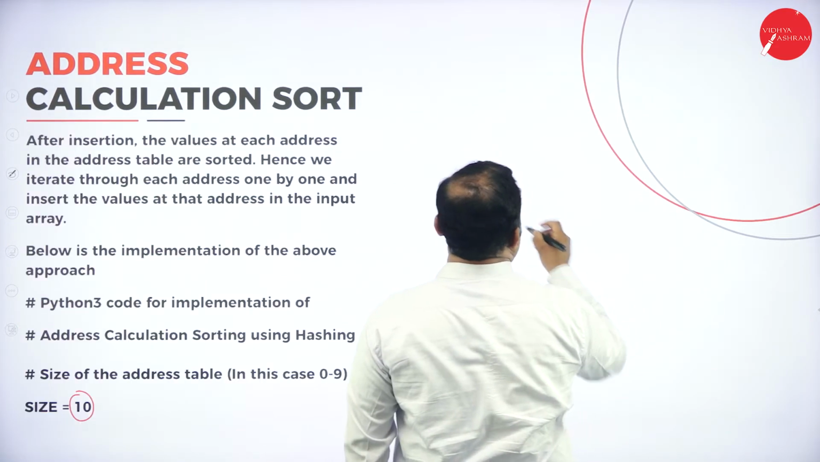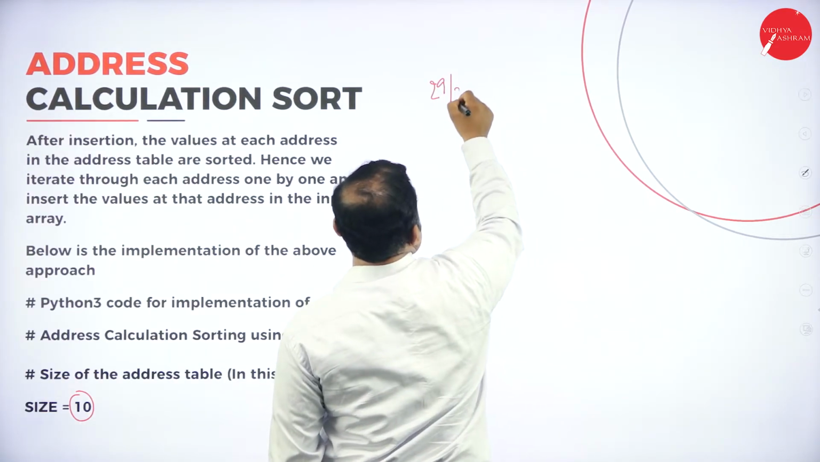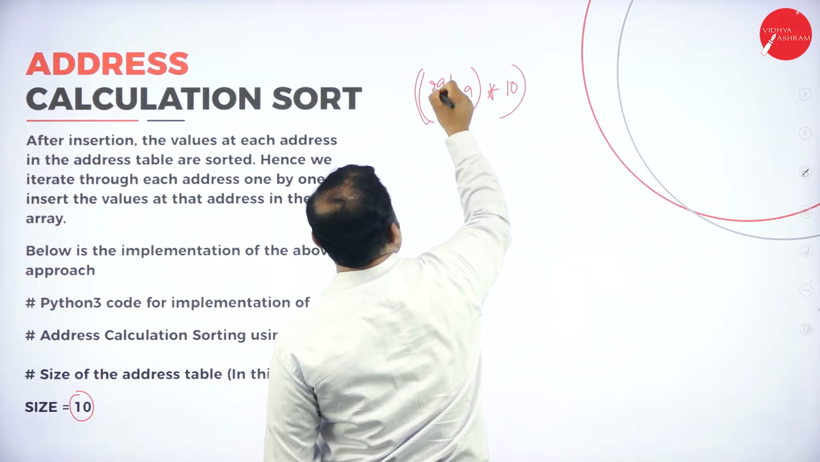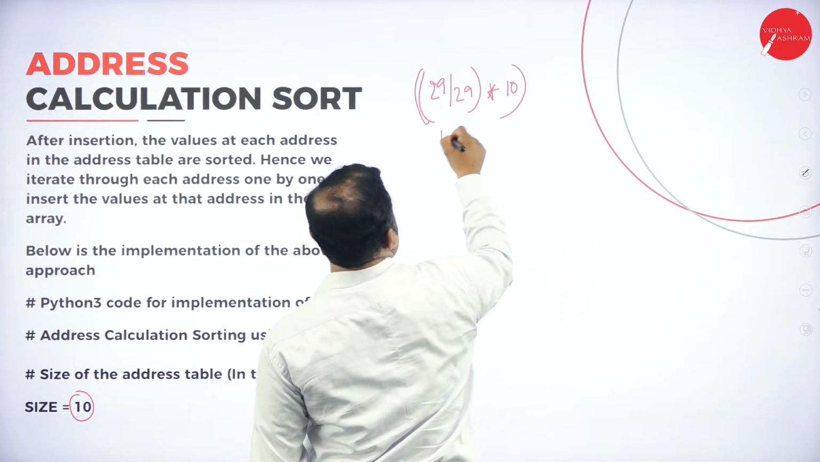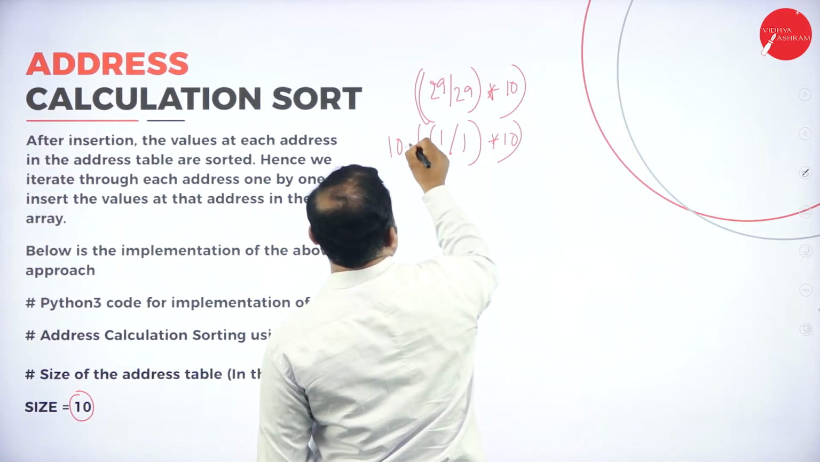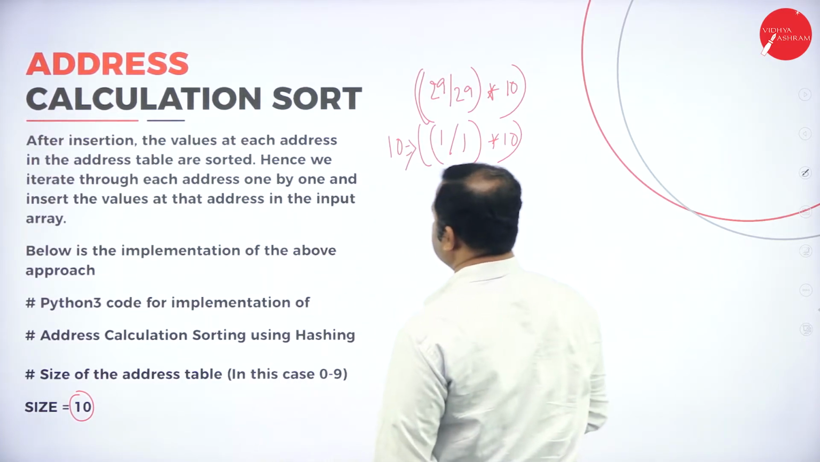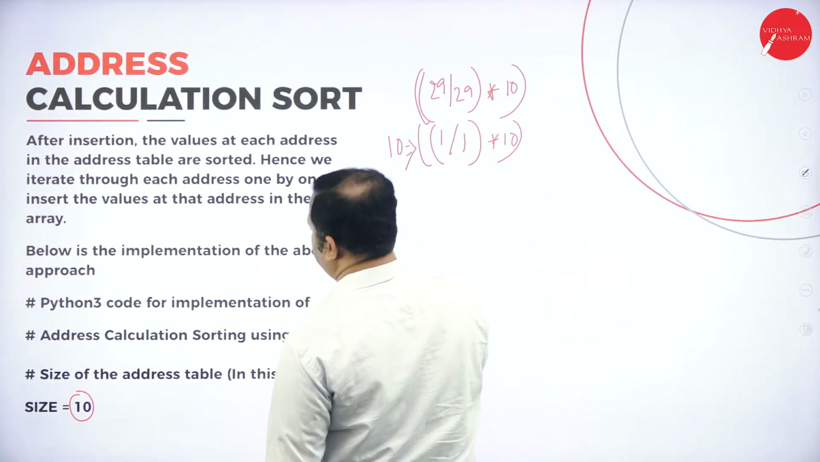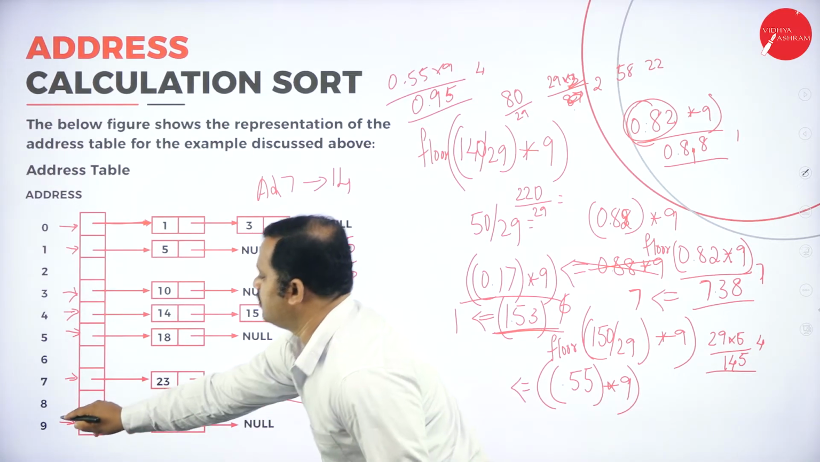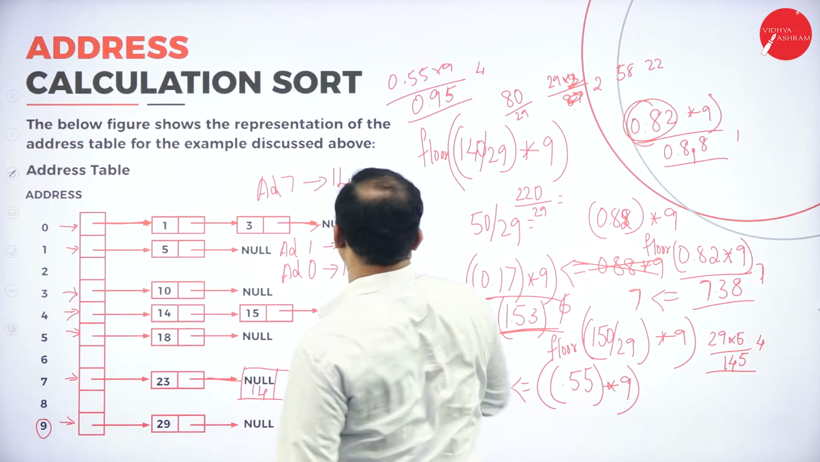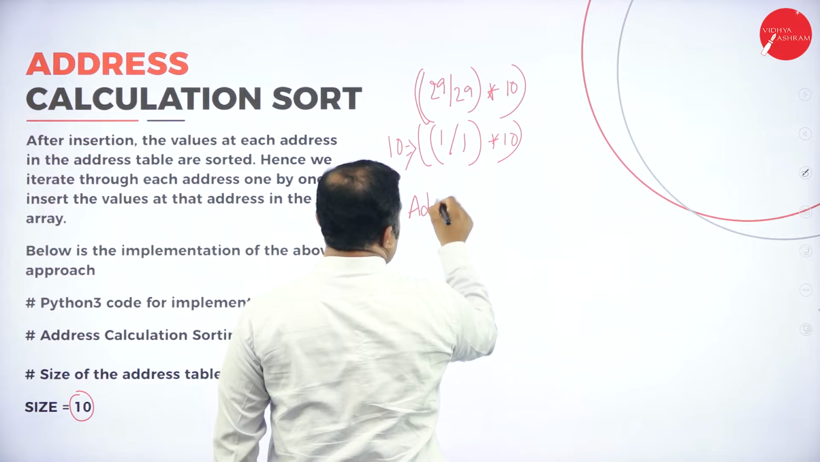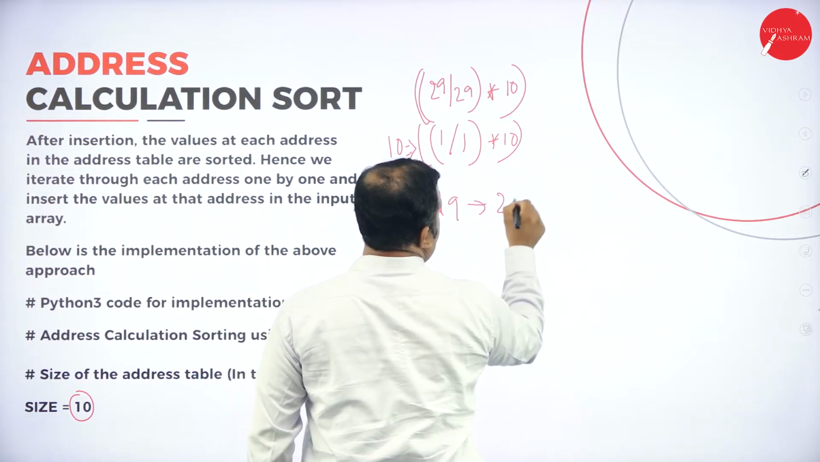That is 29 is the first value. 29 divided by 29 star 10. What is the value we have here? That is 1 divided by 1 star 10. That turns out to be 10. So if that is the case, 0 to 9, which is the 9th place we have here, I have the value 9. We have the value 10 at this. So address 9 contains the value 29.